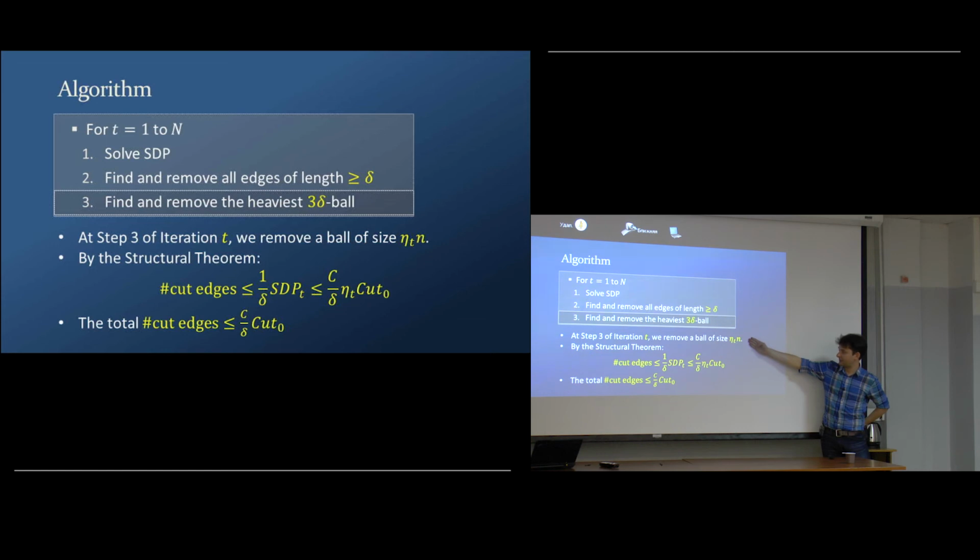vertices at every step. So the number of vertices removed is proportional to the number of edges cut at this step. And this ratio remains even in the end. So, questions?